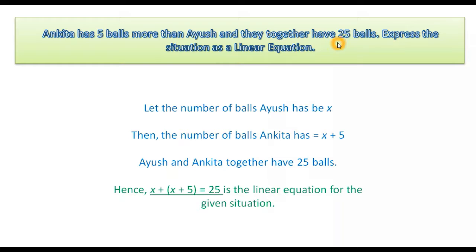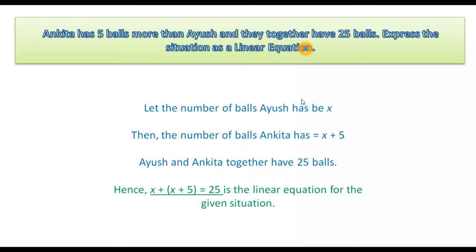And they together have 25 balls. So together, it means after combining these two, you have how many balls together? 25 balls. So you have to combine these numbers of balls, you have to add them. So X plus X plus 5 is the total number of balls. And how many balls do they have together? 25 balls. So this equals 25. Again, you formed a linear equation for the given situation.